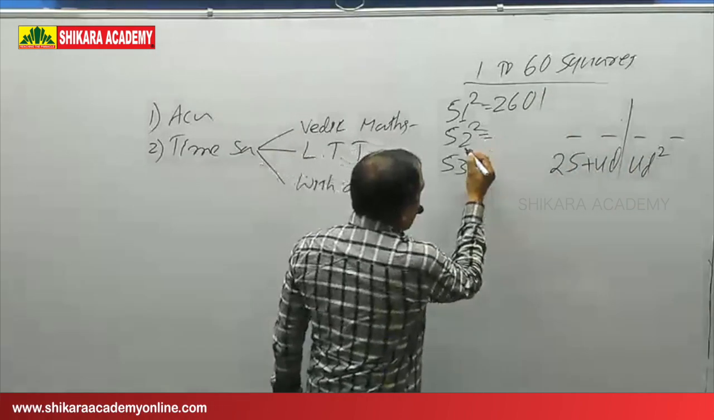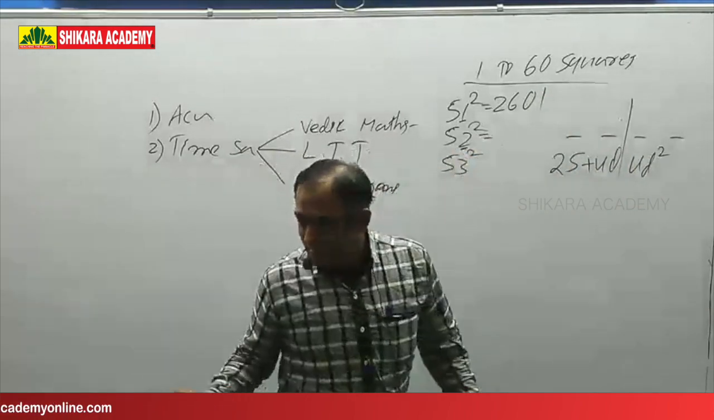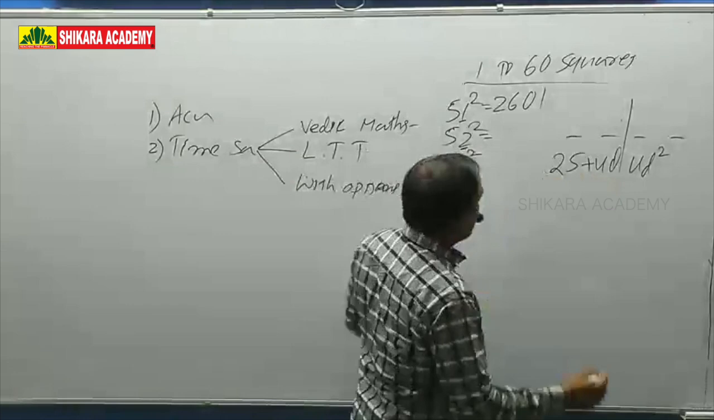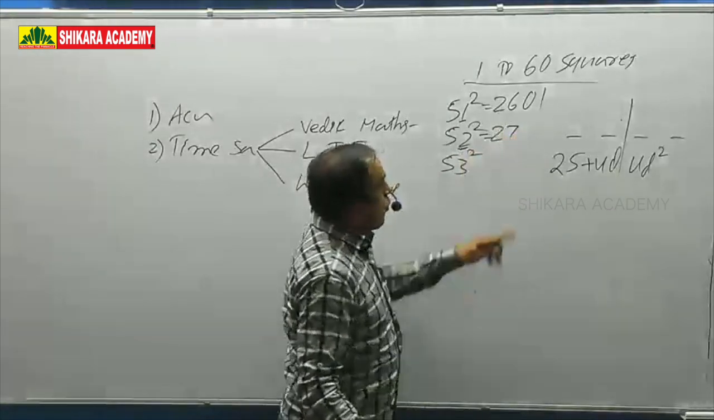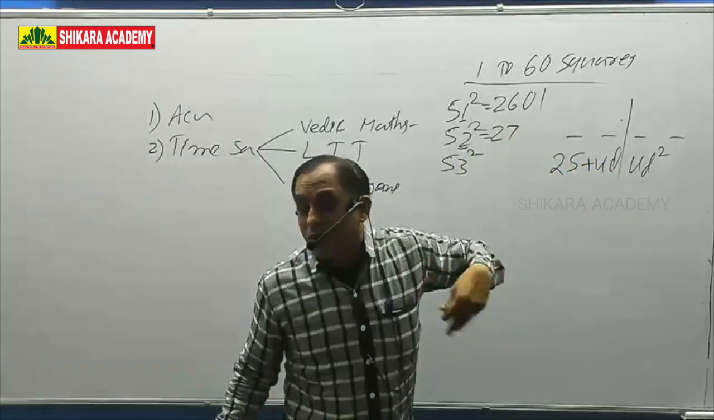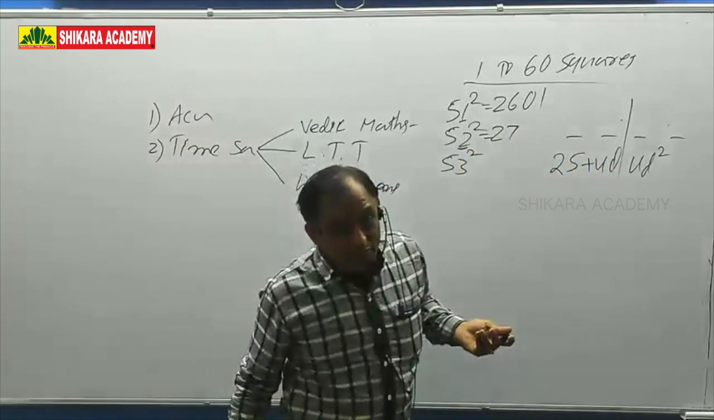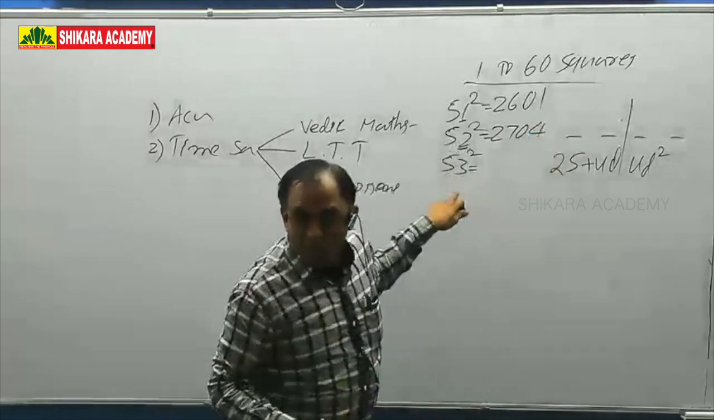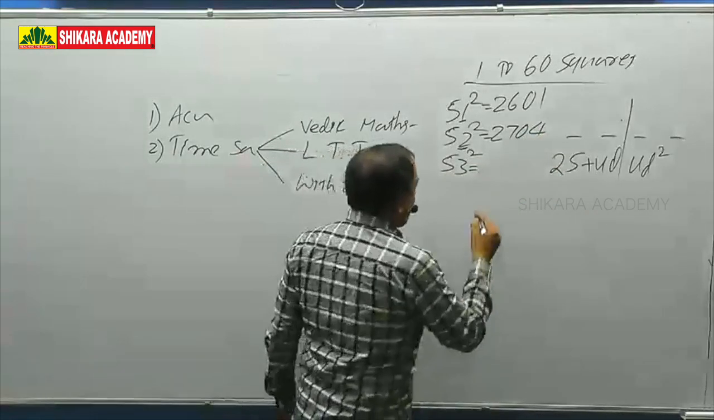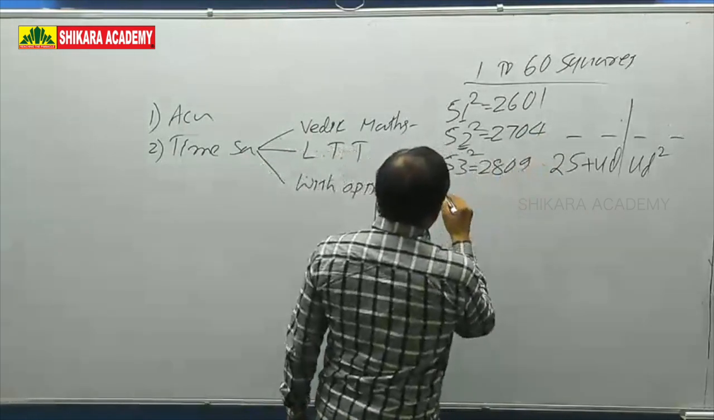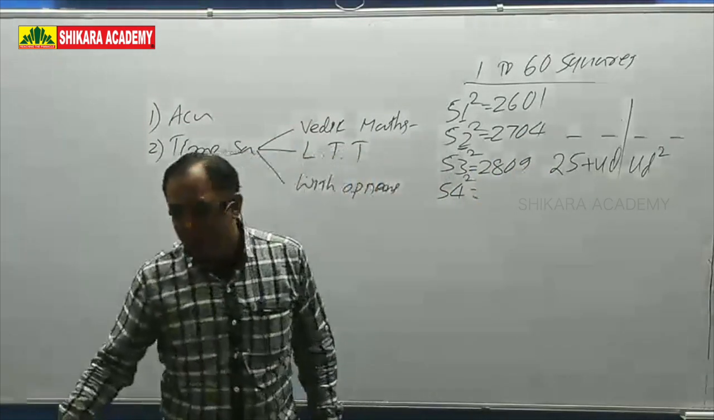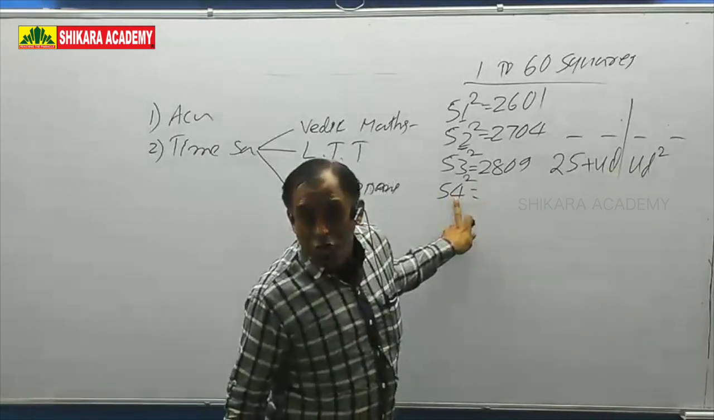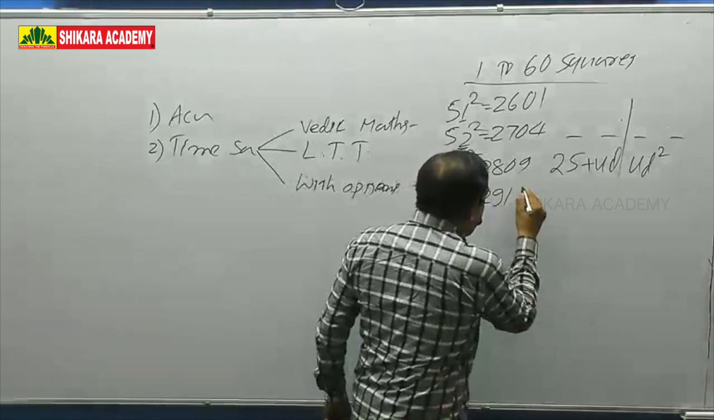52 square. 25 plus 2, 27. What is the second part? Unit digit square. What is 2 square? 4. 4 is not a 2-digit number, so 04. 53 square? 28, 09. Very good. 54 square? 2916. 25 plus 4 is 29. 4 square is 16.